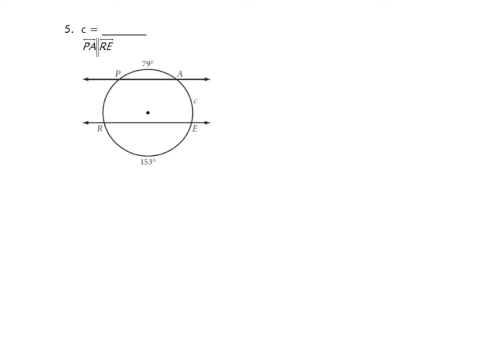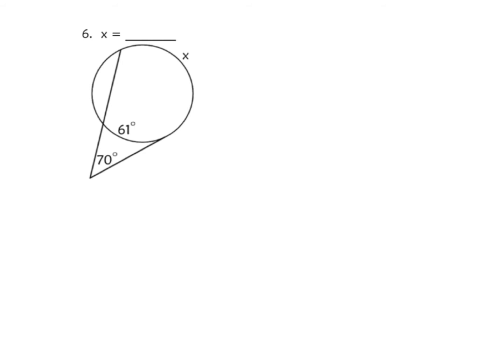The next one here, we have parallel lines. And remember, parallel lines cut congruent arcs. So if arc AE is C, this is also C. I know all the way around has to be 360. So if I take 360 minus 79 minus 153, I end up with 128. Divide by 2 and I get 64. So each of these two arcs measures 64 degrees.